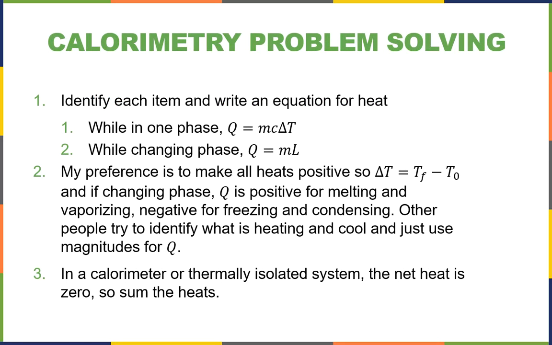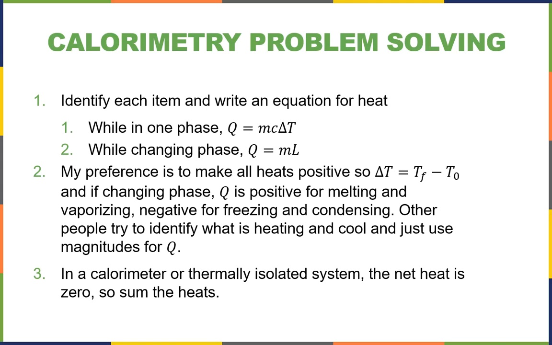So, how do we solve calorimetry problems? I am going to give you homework with a calorimetry problem. The method, which obviously we're not going to do in 2 minutes, is reasonably straightforward. Identify each item and write an equation for heat. If you're in one phase and you're changing temperature, you're putting in heat while it doesn't change phase, then you have Q equals MC delta T. While changing phase, Q equals ML.